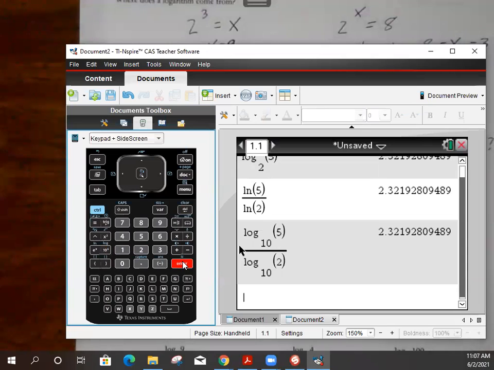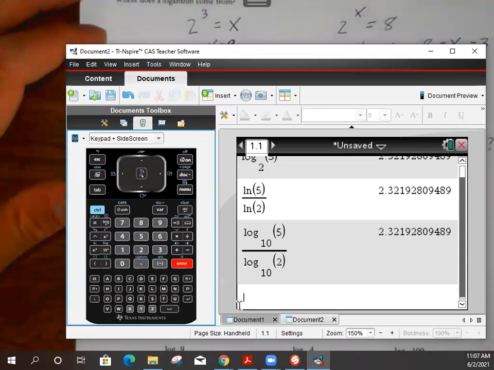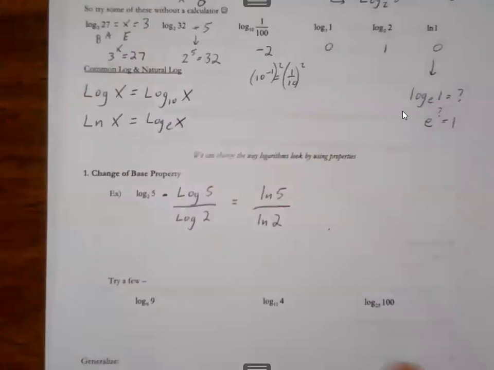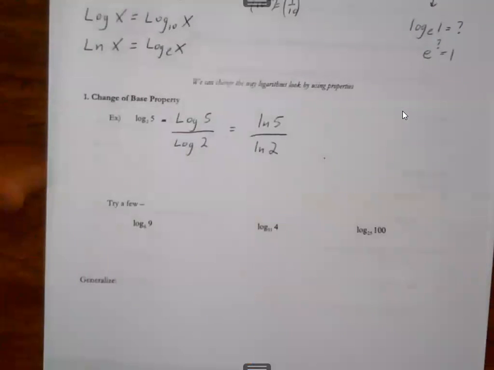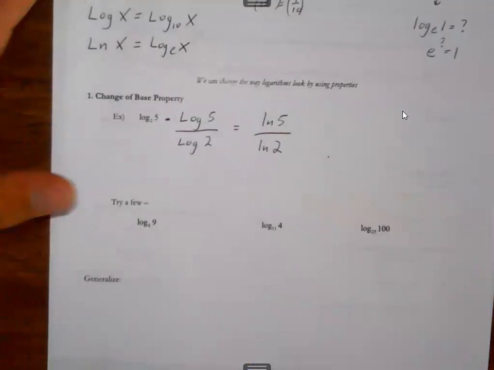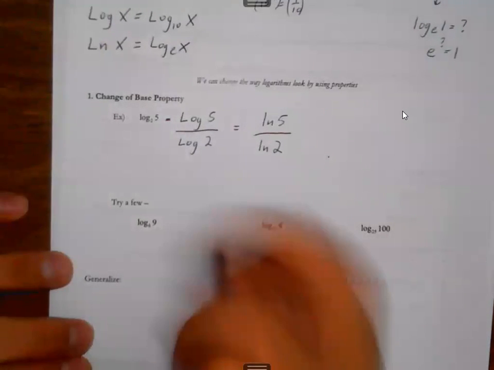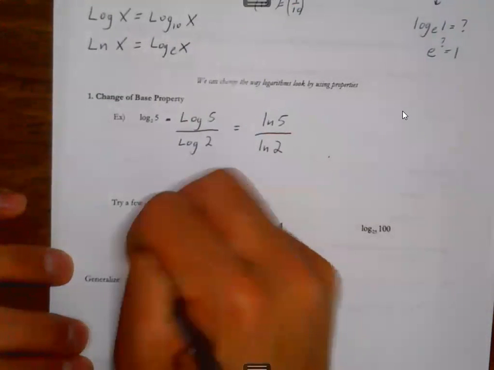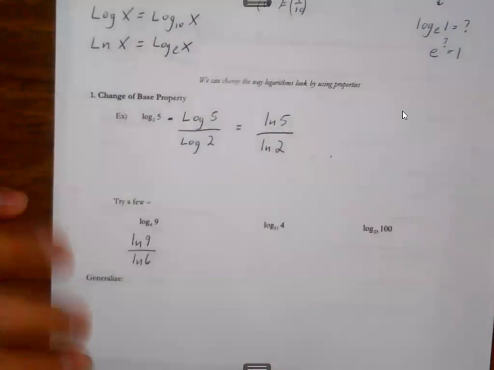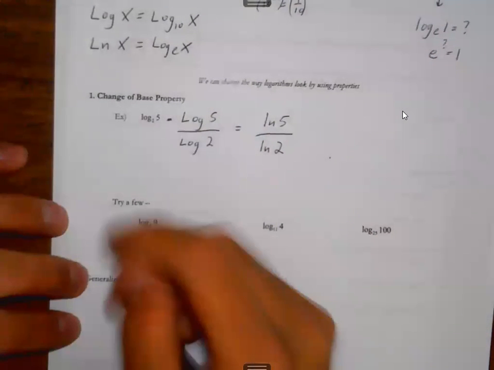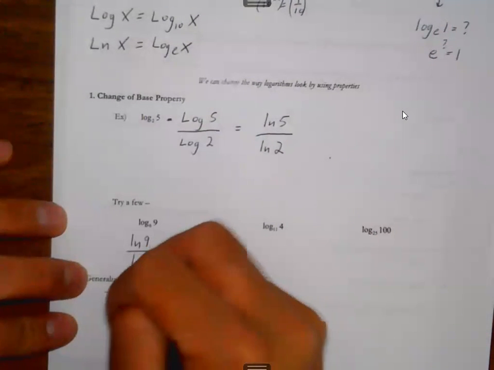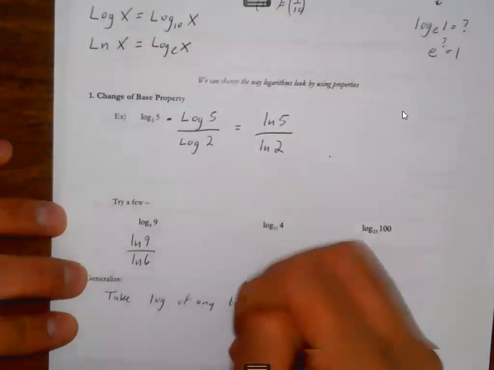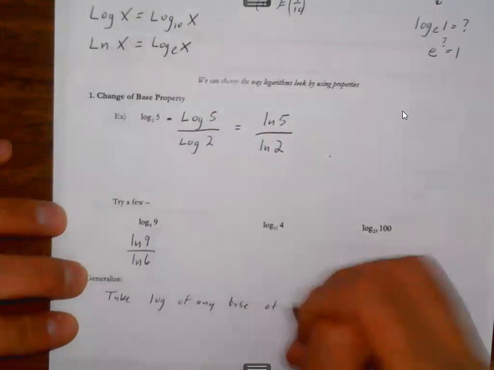All right, so why don't you guys take a few moments to finish the bottom of the first page. So I'll do one more together. For this one, change of base property, the log of 9 base 6 could be the natural log of 9 divided by the natural log of 6. If I was generalizing this, I would say take the log of any base of the big number.